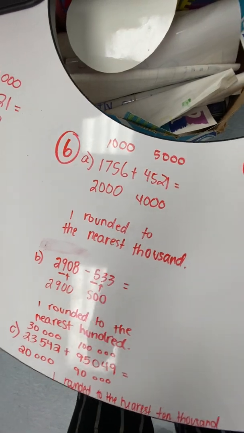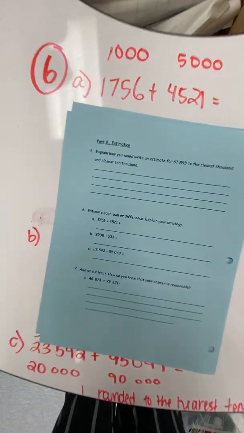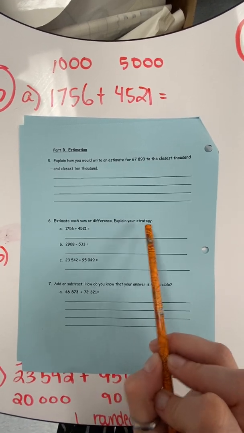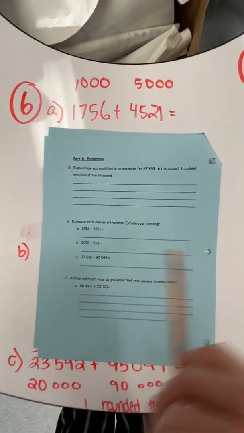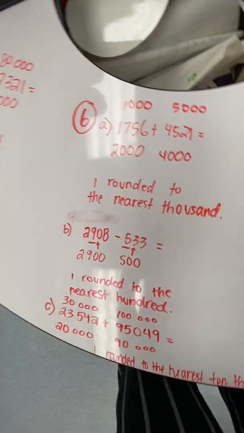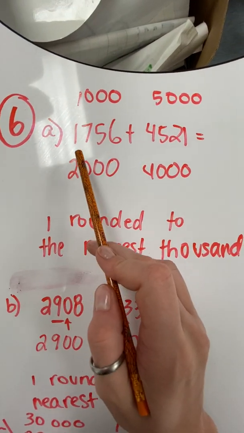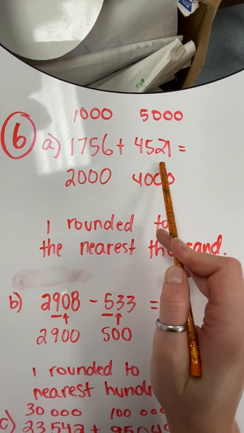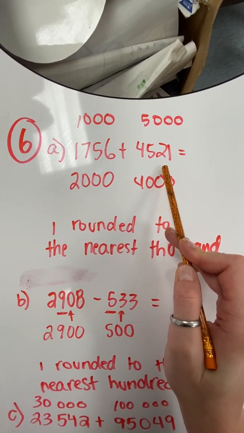Number 6 is asking us to estimate each sum or difference. Explain your strategy. Okay, so A, B, and C, I have them written here. A, 1,756 plus 4,521. They want us to round.